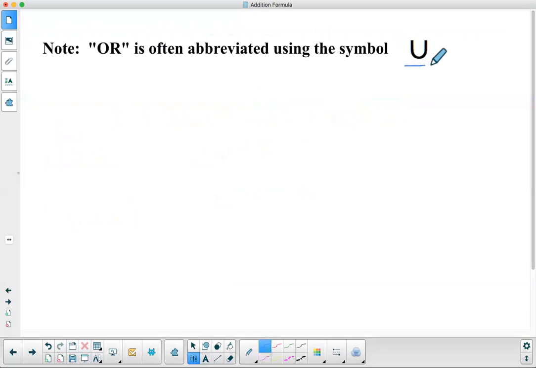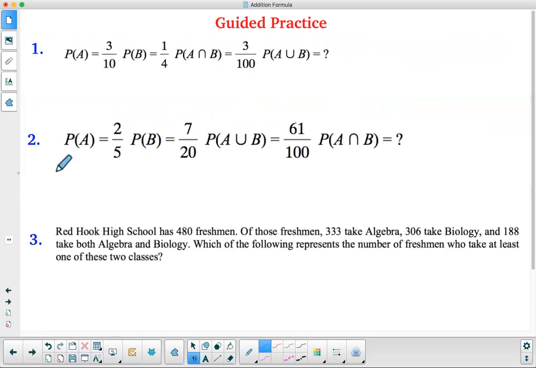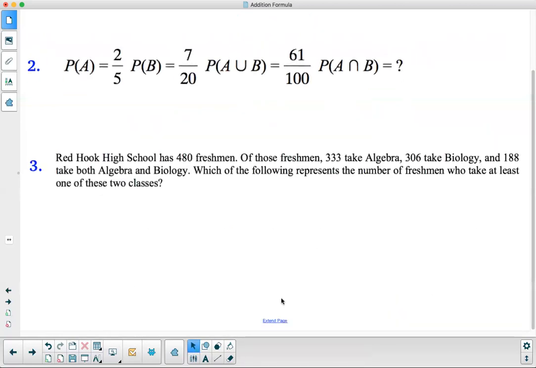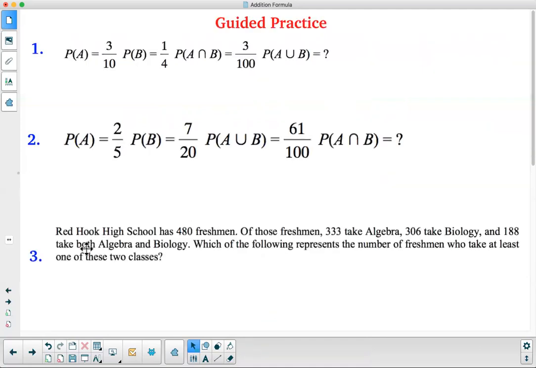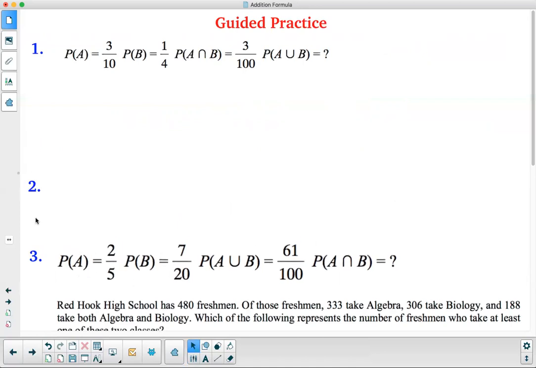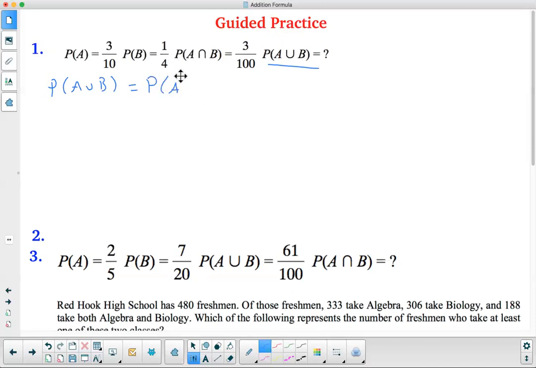And or is abbreviated with this symbol, a U, which means union. So we've got probability of A equals this, probability of B equals that, probability of A and B equals that. What is the probability of A or B? The formula to find the probability of A or B is probability of A plus probability of B minus probability of A and B.